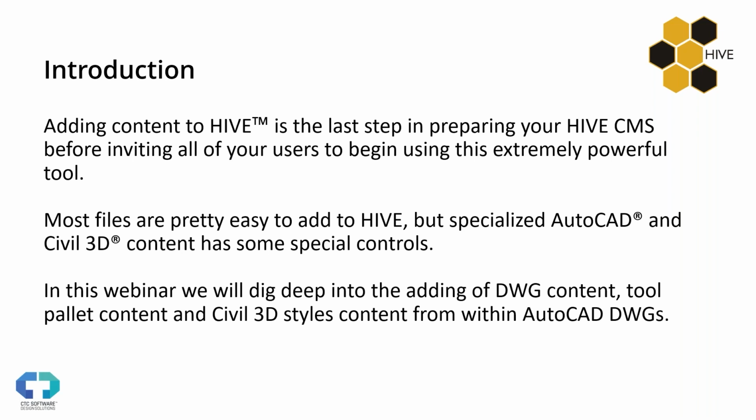So the whole concept here is how do we get content that we need to distribute to our team into HIVE? It really is the last step in preparing our CMS before we begin to invite a lot of our users, or even maintaining the HIVE CMS after users are invited. There are a lot of things that are really easy to add to HIVE. It's usually just drag and drop and you're pretty good to go if you have admin privileges. But AutoCAD and Civil 3D specifically have some specialized extra controls and some extra things that you have to do to bring that into the HIVE CMS environment.